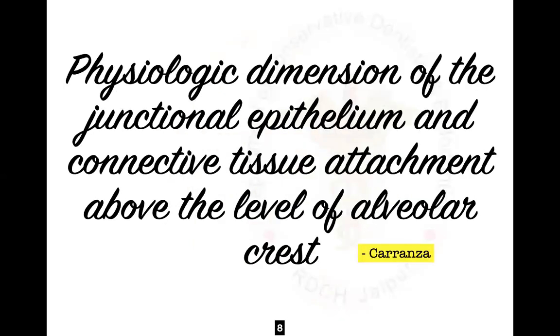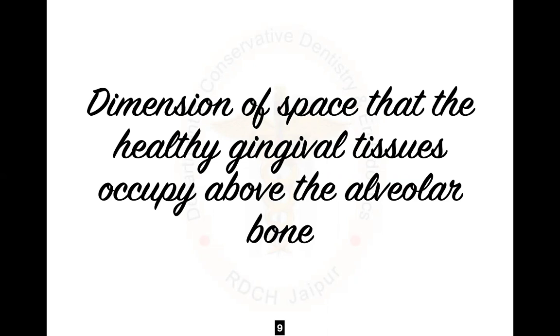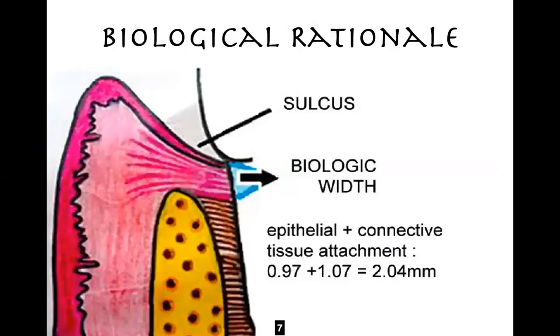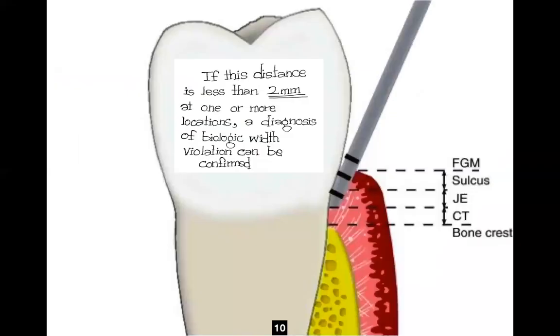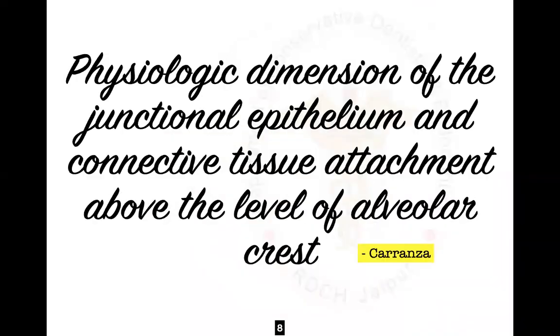But if you remember this definition, it's going to be easy for you to understand this next statement that I just wrote. So there's healthy gingival tissues, what does that mean? Healthy gingival tissues means your junctional epithelium and your connective tissue attachment. It has to be above the level of the alveolar crest.